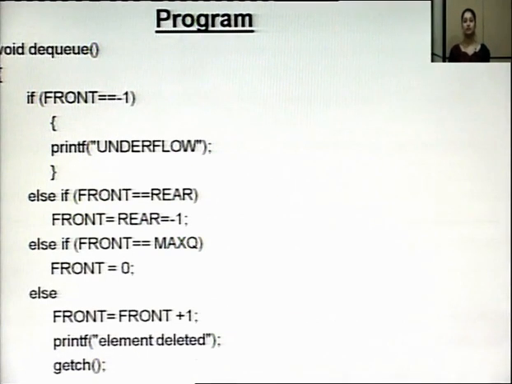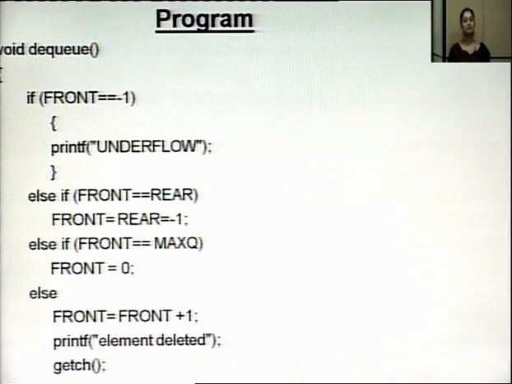Now the next operation is the dequeue operation, that is deletion of an element from the queue. For this I use: if front is equal to -1, that is a null value or any value less than 0, in that case I print underflow. There is no element in the queue that I have to delete, so I print underflow. If this condition is not satisfied, then I check whether the value of front is equal to rear. If they both have the same value, then I set the value of front and rear equal to -1. That means this is the last element I have to delete from the queue.